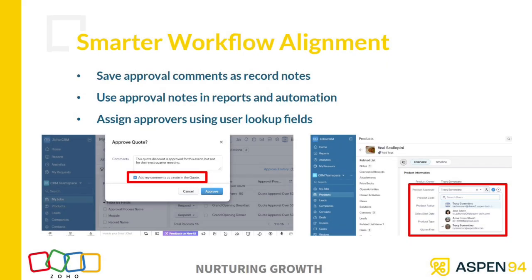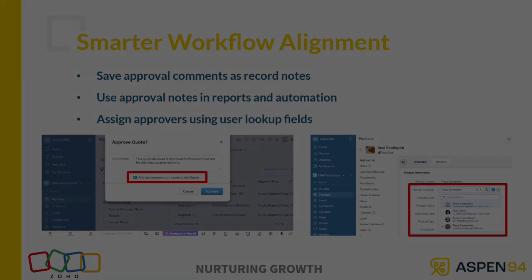Approval comments can now be stored directly on the record, making them usable in reporting and workflow automation. In addition, approvals can dynamically route to users based on lookup fields within the record. This allows approval processes to reflect how teams actually operate. So let's dive into a demo to show these new features.